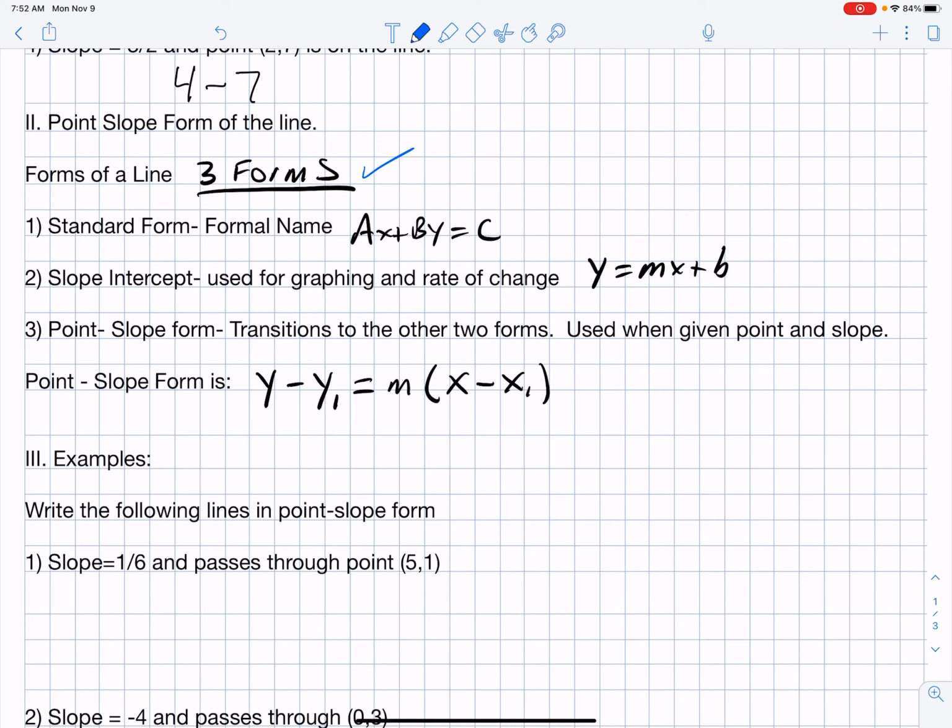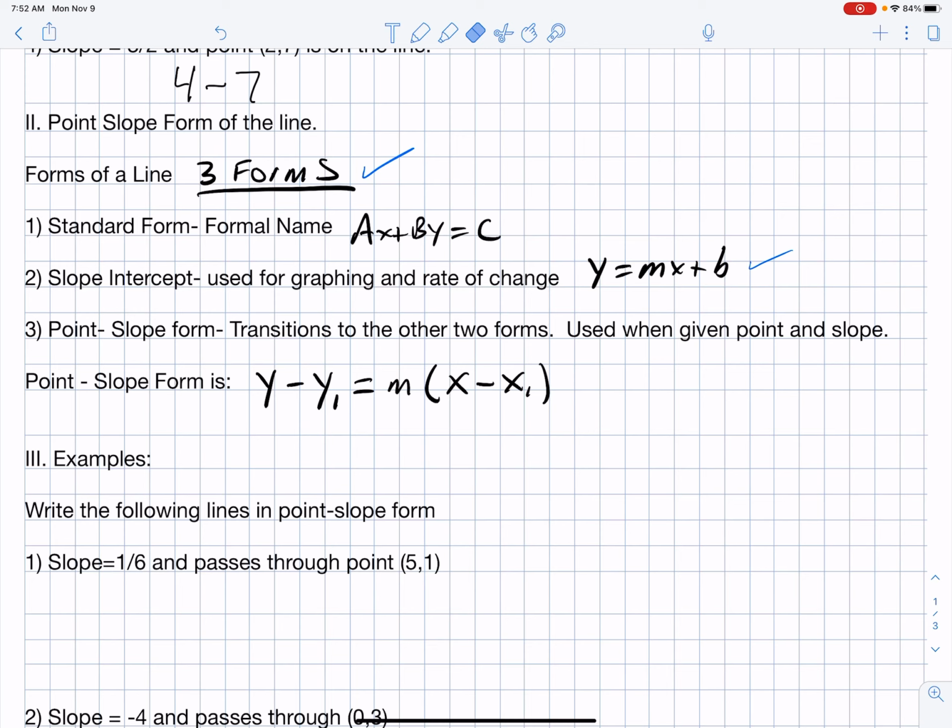We are going to use slope-intercept, which we just learned about, and hopefully you guys did well on that. That form makes it really easy to graph with and to pick out the rate of change or the slope. And then the last one's going to be point-slope, and it's really just used to transition to one of the other two forms. It's used when you're given a point or 2 points and a slope. So slope-intercept you'd use when you have a slope and an intercept. Point-slope, hence the name, when you have a point and a slope.